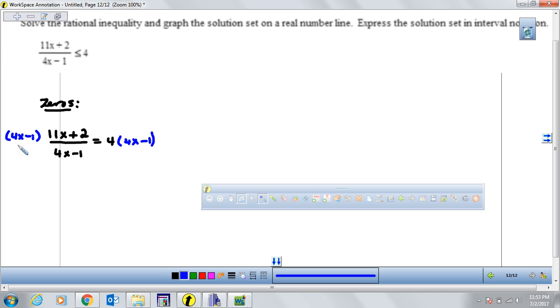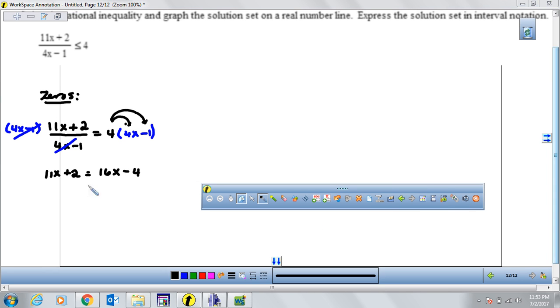Multiply the 4x minus 1, so it cancels out on this side. And that cancels, it divides out, or it simplifies, or it reduces. So we are left with 11x plus 2 equals, then right here we need to distribute the 4, and that's going to give us a 16x minus a 4. What we need to do next is we need to solve for x. So I'm going to subtract the 11x from the other 16x right here. So it's going to give us a 2 equals to 5x minus 4.